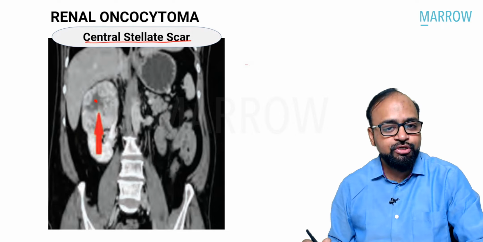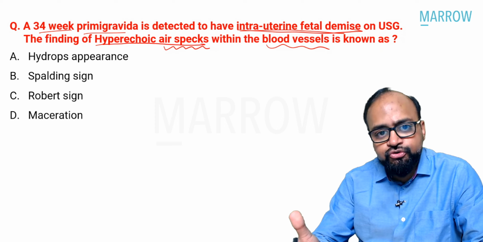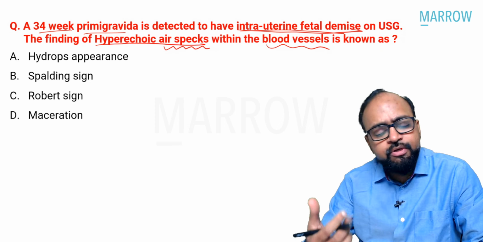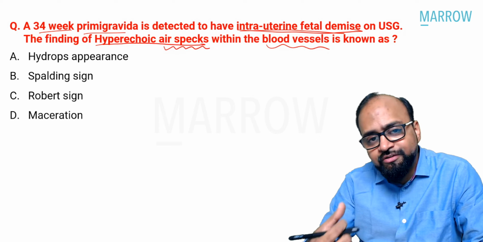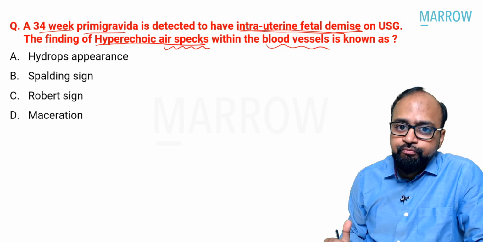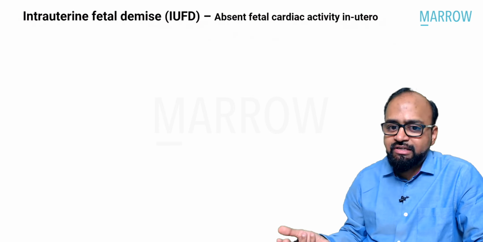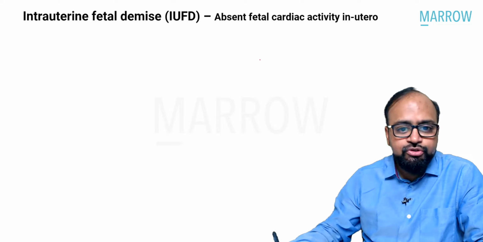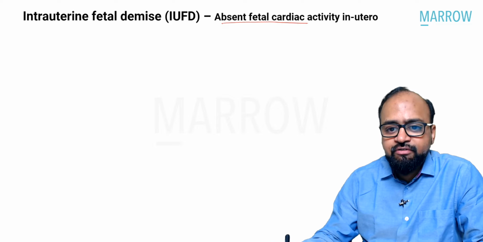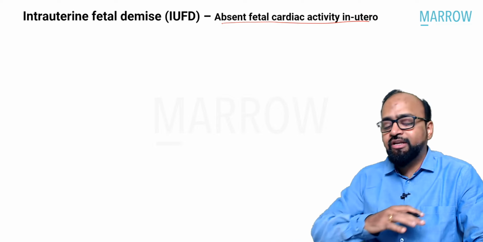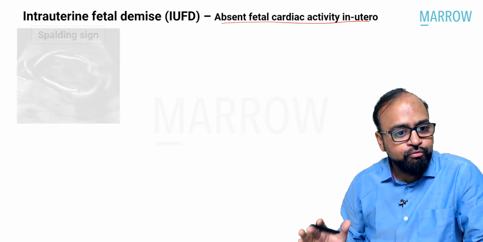Now, many times this goes undetected for some duration, and the patient turns up for a routine scan or a routine follow-up. The obstetrician is not able to trace the cardiac activity by auscultation. So the patient is sent for a scan. Patient has no complaints at all, but the actual event has happened a few days back, and then some imaging signs are seen. Traditionally, these have been described. So what is the definitive way to diagnose intrauterine fetal demise? It is absent fetal cardiac activity in utero. This can very readily be demonstrated on real-time ultrasound along with Doppler.